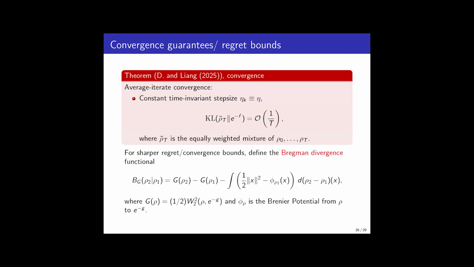Now, to get something sharper, I'll need a geometric notion of the Bregman divergence of the Wasserstein distance as a function on probability measures. I call this function g to be half of the squared Wasserstein distance between rho and e power minus g. This divergence will serve as a local metric to evaluate the convergence of the update step that I mentioned before. This is the usual divergence: you have the main term, which is the Wasserstein distance, and then you do a first order correction around some probability distribution rho 1. This term is basically the first variation of the Wasserstein distance. This has been worked out before, and I'm just using that here.